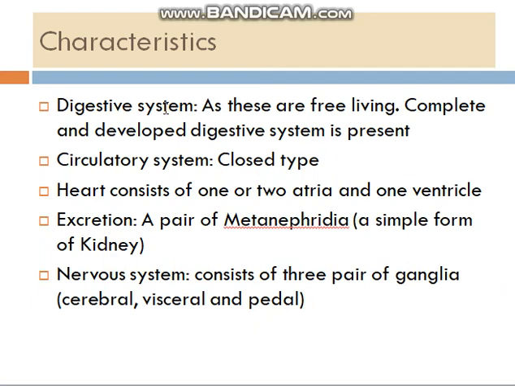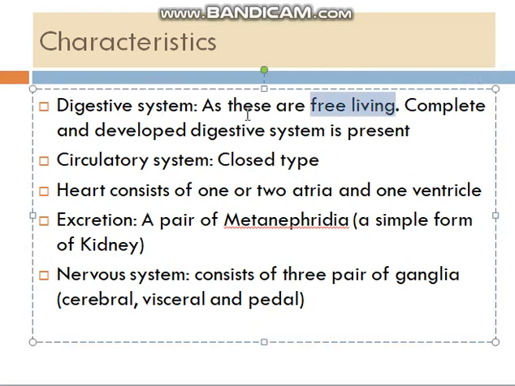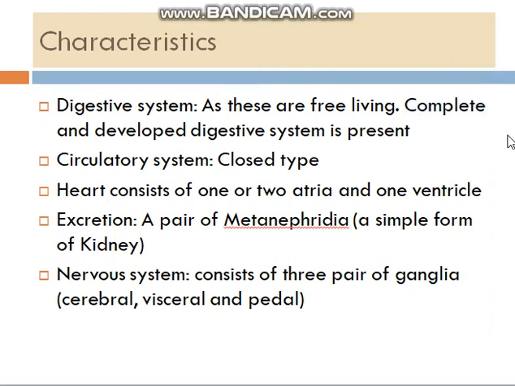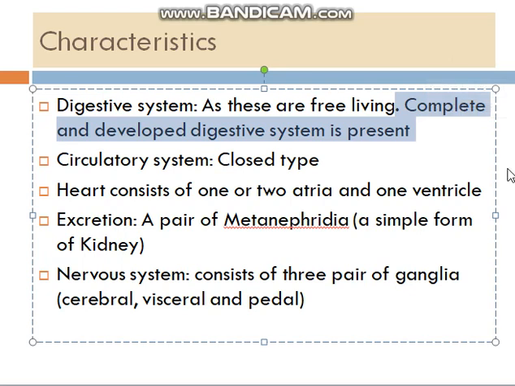If we talk about the digestive system, as we know that these are free living organisms, it means that they do have a complete and developed digestive system. It means that they can take in the food, digest it, which means break it down into smaller pieces, and then absorb it. So they do have a complete and developed digestive system.